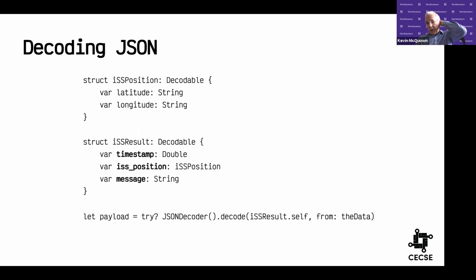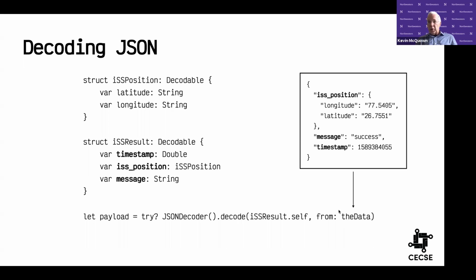So how do we decode? When we have this data coming in and we've declared these two structs, the way we actually do the decoding is through this construct right here. We're not going to go through all of this in a lot of detail. What this is saying is we're going to use the JSON decoder, and then it has a decode operation to decode. Here is the ISS result, the structure that it's going to decode, and it's going to come from data.